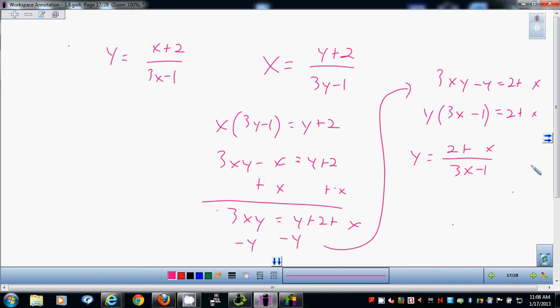Functions that are inverses of each other are symmetrical around the line y equals x. So, for instance, x squared, what's the inverse of x squared? The square root of x.